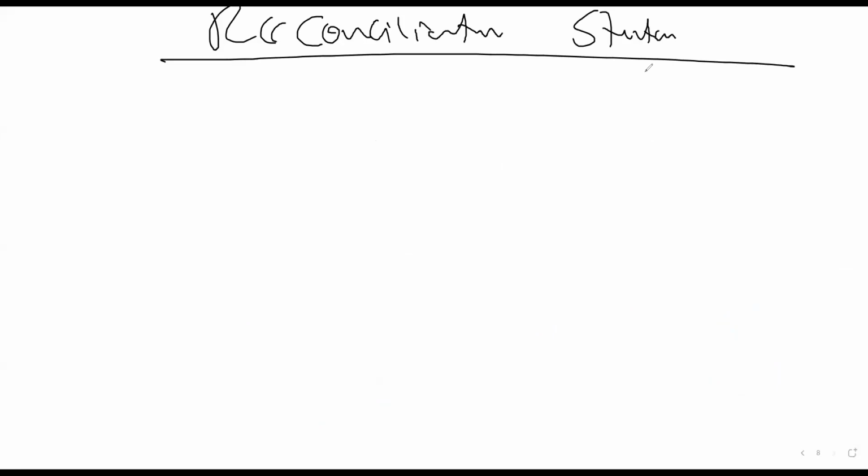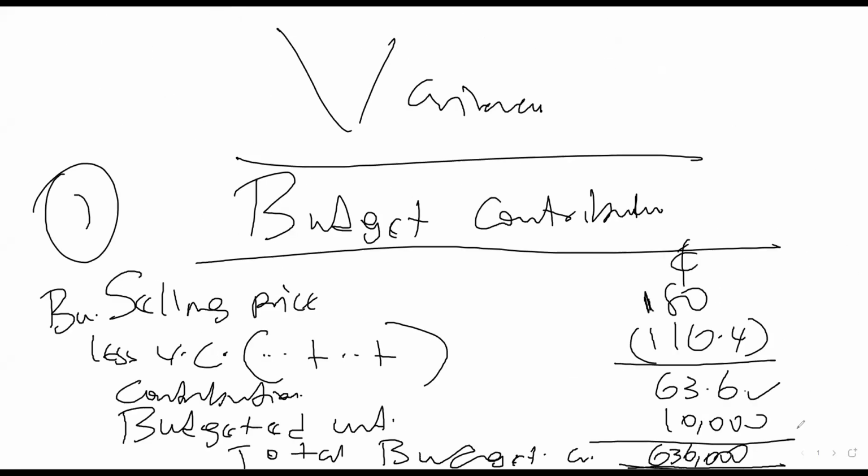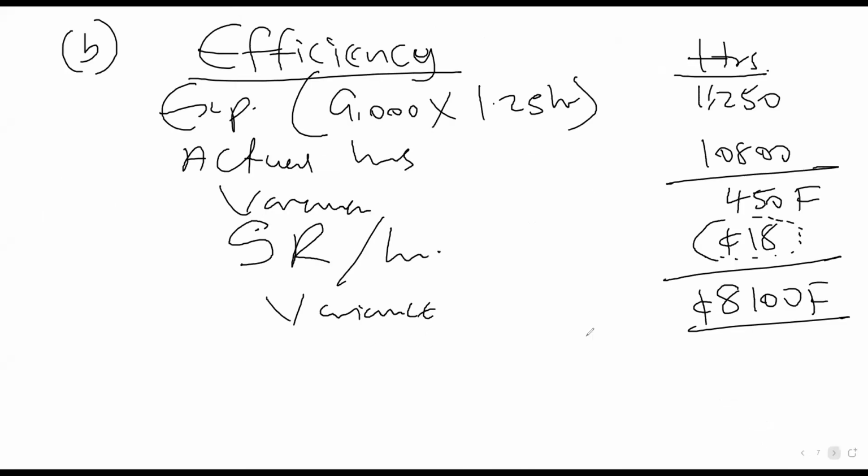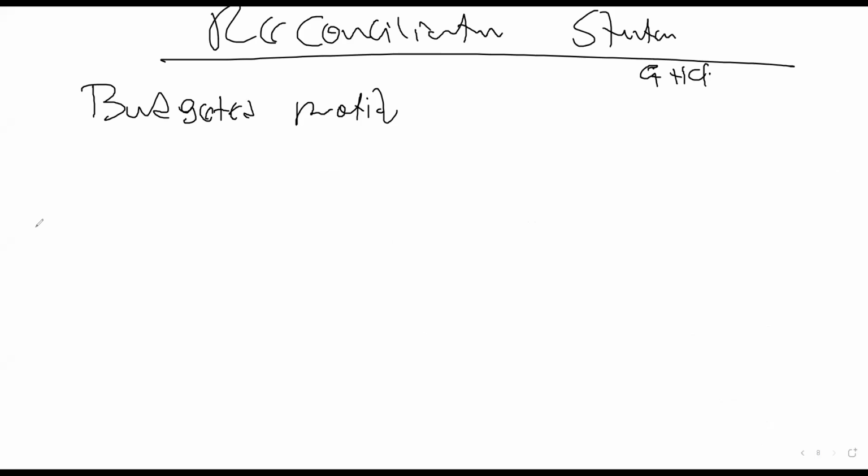Start by saying, in the reporting currency here, budgeted profit. What's the budgeted profit? First, we calculated it. It is 636,000. Budgeted contribution. You have to write budgeted contribution: $636,000.